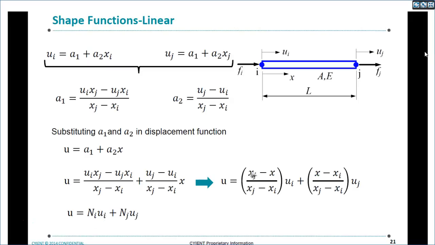Ni is nothing but this factor, and Nj is nothing but this factor. Here ui is known, uj is known. So Ni and Nj are shape functions. This is one shape function and this is another shape function. Both the shape functions are dependent on x values.